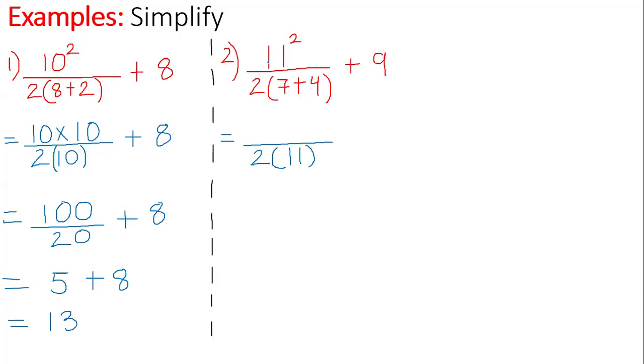Then what do we do at the top? What is 11 squared? 11 times 11. Plus 9. Very good. And then we have 11 times 11. 11 times 11 is what? 121.